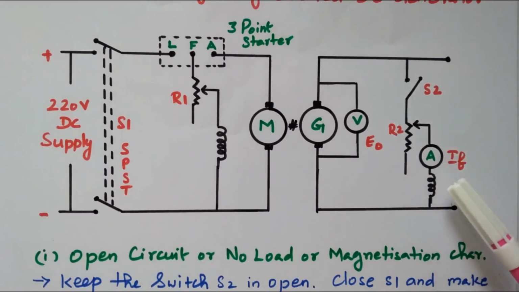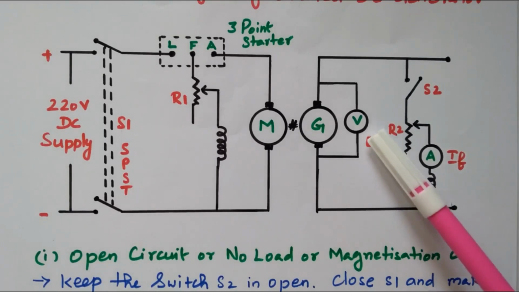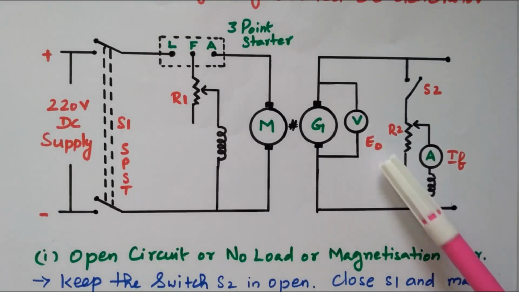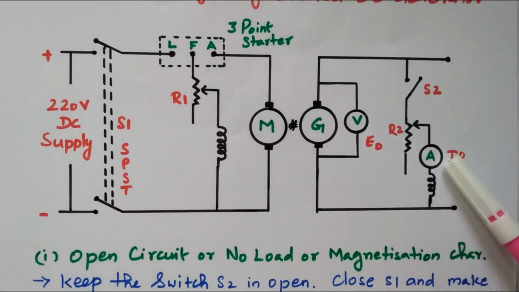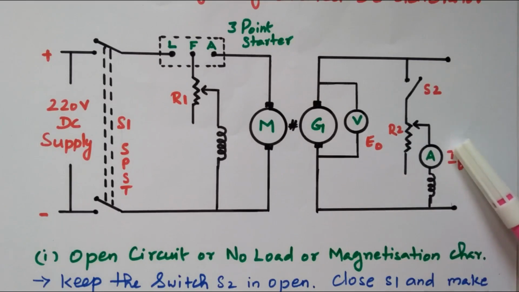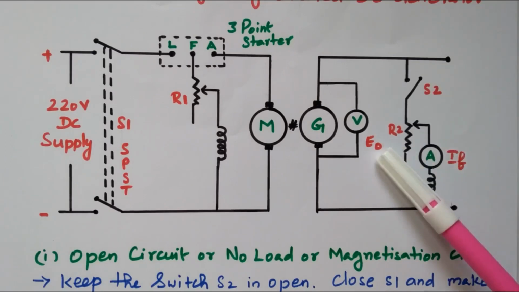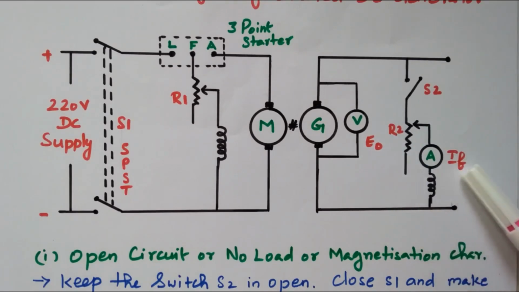Right? So this ammeter will read the field current. This voltmeter will read the no load EMF. So we are going to draw the graph between this field current and no load EMF for various sets of readings. IF and E0 are noted down and the graph is drawn between this field current and no load EMF.